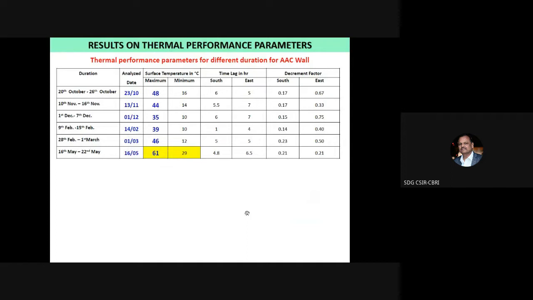So this is a summary of the measurements we have taken throughout the year. We can see the maximum and minimum temperatures in the comfortable climate, during the peak cold and during the peak summer, and the time lag and decrement factors are there. You can see the surface temperature in summer reaches 61, whereas in winter it comes down to 35 degrees centigrade, and the minimum temperature is 10. In summer, the inside minimum temperature, since this temperature is inside only, is 29 degrees centigrade.